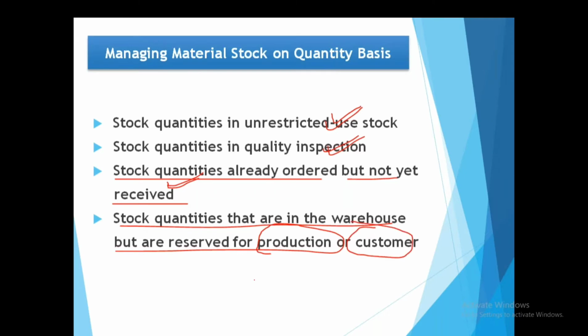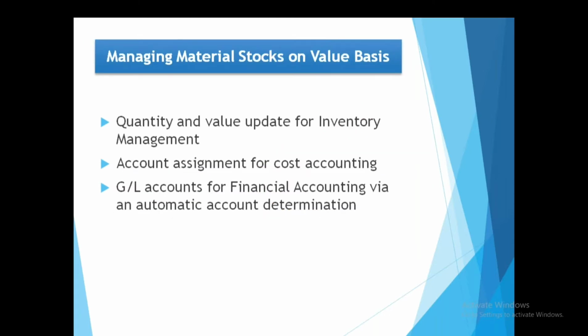So it is a reserved stock. Reserved stock. So these are all called different types of stocks. Now you can manage the stock based on the value basis also. Whenever you do inventory management, your stock gets updated quantity wise, and value wise it will also get updated. All the required account assignments from the costing account will get updated. Requested GL accounts in financial accounting will get updated through automatic account determination.